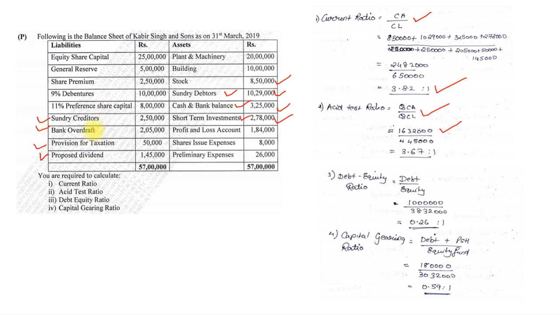For quick current liabilities, we have to ignore overdraft. So we have creditors, and provision for tax and dividend, which comes to 4 lakh 45,000. When we divide, we get the value as 3.67 is to 1.